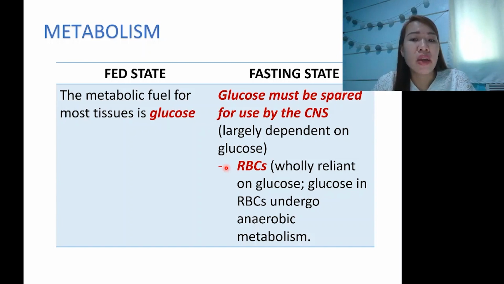And take note, class, without glucose, these red blood cells will not be able to function properly. Why? Because they are very, very much reliant on glucose. In fact, they are wholly reliant. They only use glucose. So glucose in RBCs will undergo anaerobic metabolism.